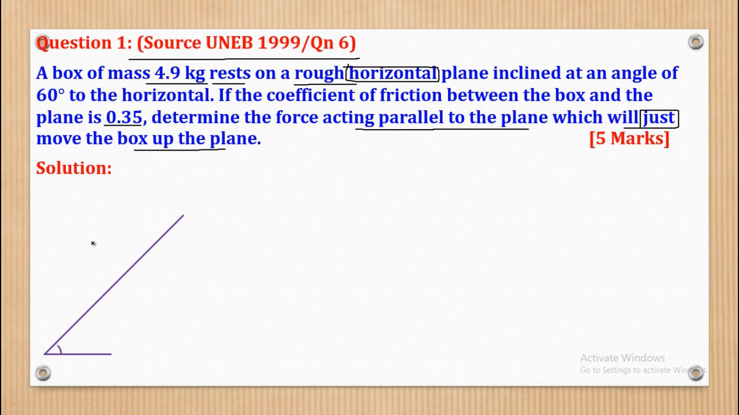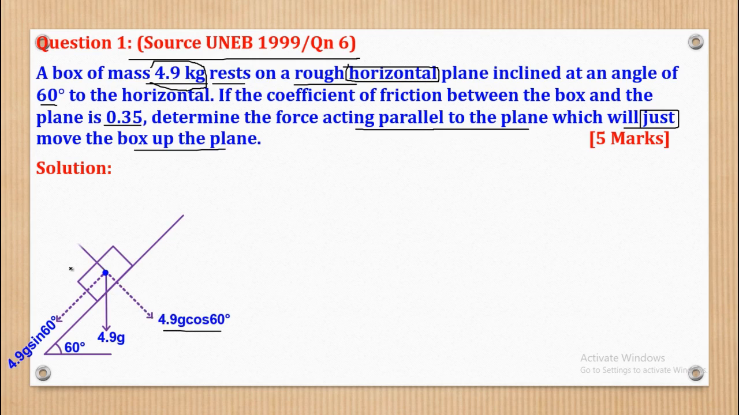So the first thing to do is to make a sketch of what is given. The angle is 60 degrees and the particle is of mass 4.9 kilograms. So we put here the weight of the particle as 4.9 g. Then we resolve that weight parallel to the plane to give 4.9 g sin 60 degrees, and perpendicular to the plane to give 4.9 g cos 60 degrees. Then you also have to put the normal reaction, capital R.